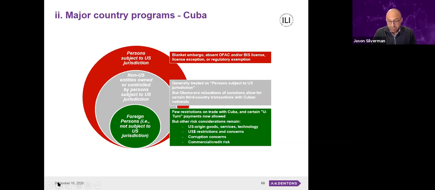It includes U.S. persons. It includes any individual wherever located who is a citizen of, or resident of the United States, or any person within the U.S. or any company organized under U.S. laws. But it also includes any company owned or controlled by any of those persons, and therefore, similar to, but not exactly like the Iran program, subsidiaries or owned or controlled entities by U.S. persons who are not themselves in the United States or organized in the United States are required to comply with Cuba sanctions. Other than that, foreign persons who are not subject to U.S. jurisdiction because they're not citizens, residents, or in the United States, and not subsidiaries of such persons, there are few restrictions.